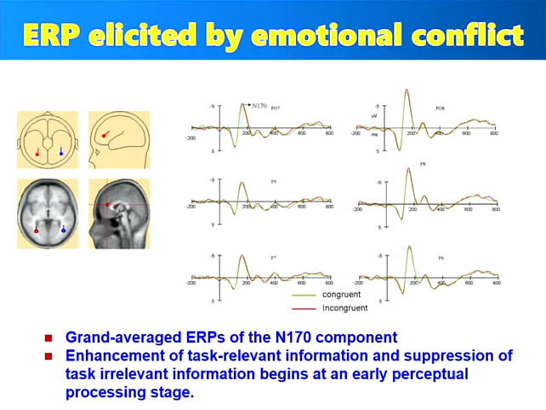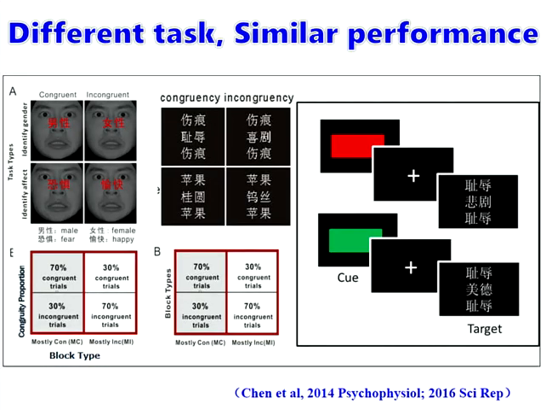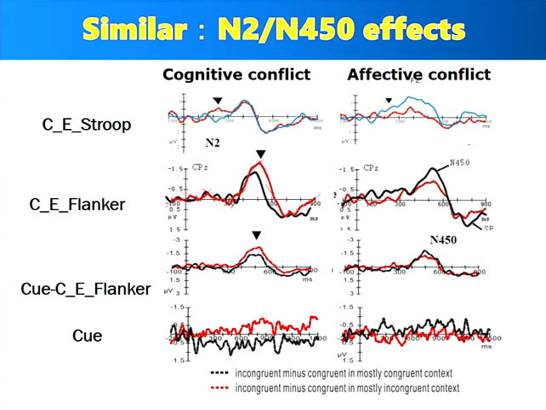You can see from here that the main effect is at N170. Enhancement of task-relevant information and the suppression of task-irrelevant information begins at an early perceptual processing stage. There are different task designs, like Stroop paradigm along with cognitive conflict, emotional conflict, and flanker tests. From this slide, we can see that similar N2 and N450 effects are both at Stroop and flanker tests.